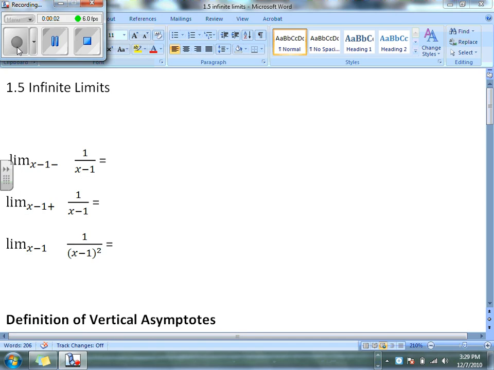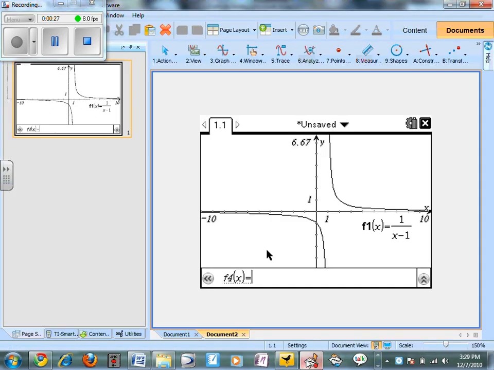Alright, in this section we're going to look at infinite limits. And in fact, with infinite limits, we're going to look at vertical asymptotes. So first of all, we want to look at the limit as x approaches 1 from the left, as x approaches 1 from the right, and then we're going to look at a different graph, the limit as x approaches 1 of 1 over x minus 1 squared. I have these graphs already up on a graphing calculator here.